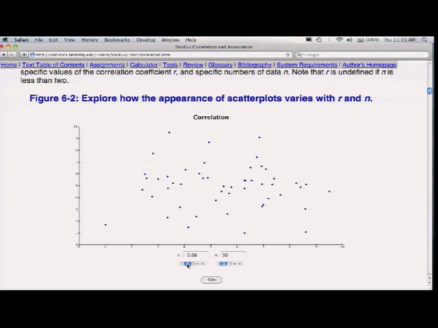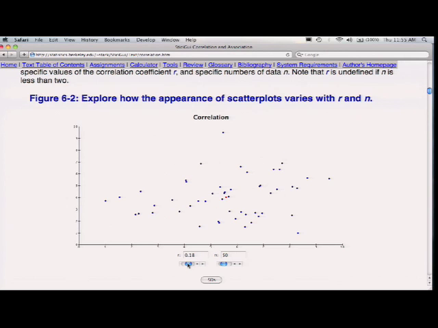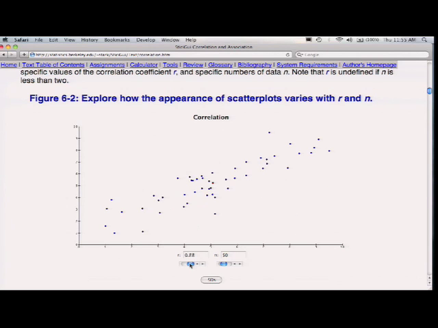By the time we get to roughly 0, there's no trend up or down in the data, but the data are quite scattered around essentially a horizontal line. And then again, as the correlation coefficient climbs, they get more and more tightly clustered around a line that has positive slope instead of negative slope.